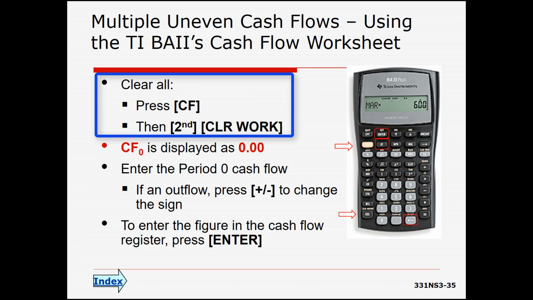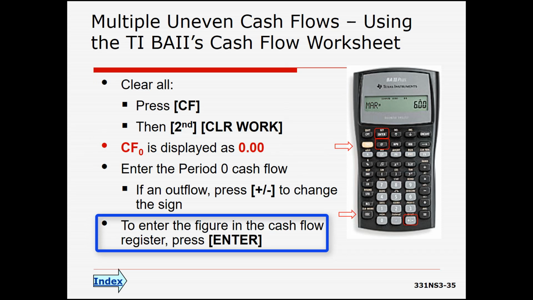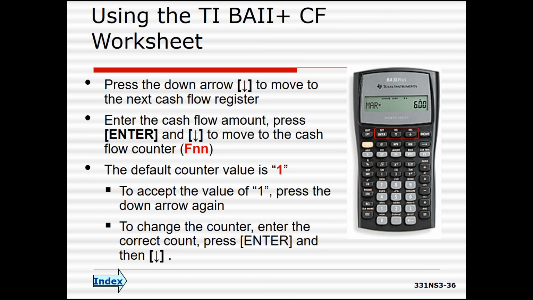Since the CF worksheet has a variable number of entries, it's very important that it be cleared before starting a new computation. To clear the CF worksheet, press CF, second, clear work. The display will show cash flow 0 and all zeros. Remember that for a variable to be entered in a worksheet register, it must be keyed in and you must press enter. Think of the worksheet like a column in Excel. To move to the next cell, you move down to the next register cell.